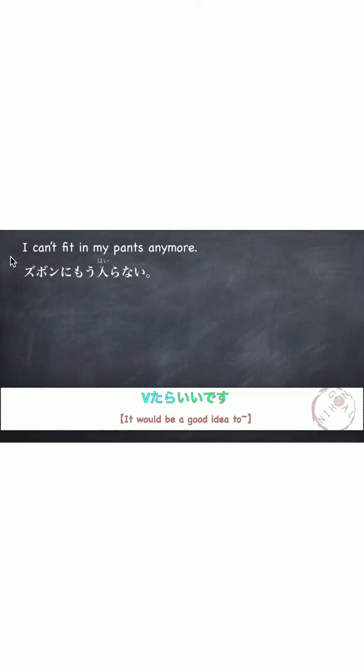For example, if someone says, I can't fit in my pants anymore. ズボンにもう入らない. So, instead of saying, you better do some exercise, 運動した方がいいです. This sounds more imposing. So if you are close to that person, it's okay. But if you're not very close and you want to give a suggestion without being harsh or being aggressive, it is better to use the verb たらいいです.